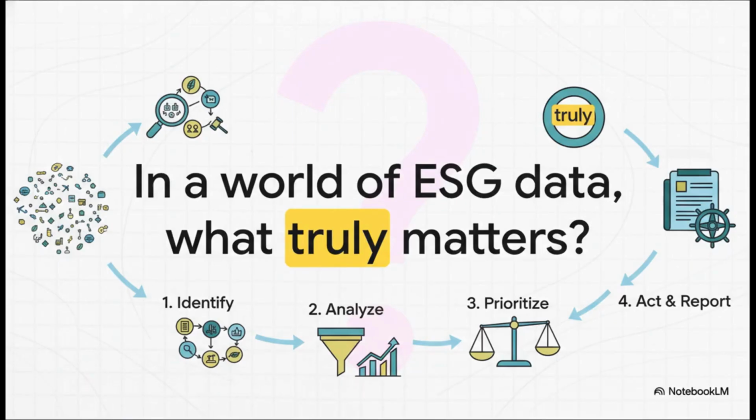So, think about it. Companies today are practically drowning in an ocean of ESG data. That's environmental, social, and governance. There's pressure coming from all sides to report on everything, from carbon emissions to supply chain ethics, you name it. But that leaves you with a huge question. With all of this information flying around, where do you even begin to focus?